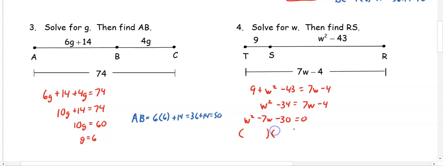So we need two numbers that multiply to negative 30 and add to negative 7. So we have W minus 10 and W plus 3. When we solve, we switch our signs. So W is 10 and W is negative 3.